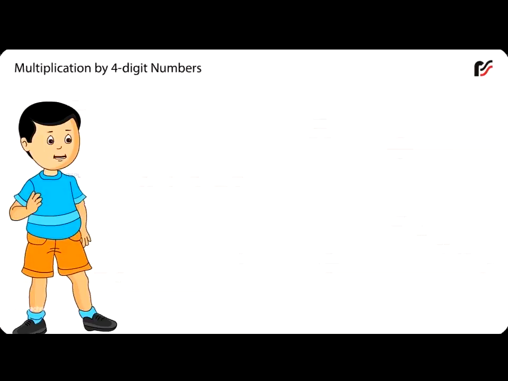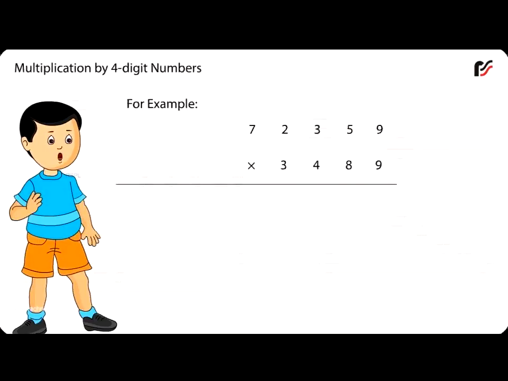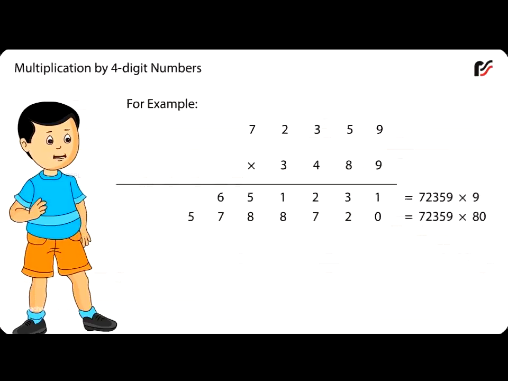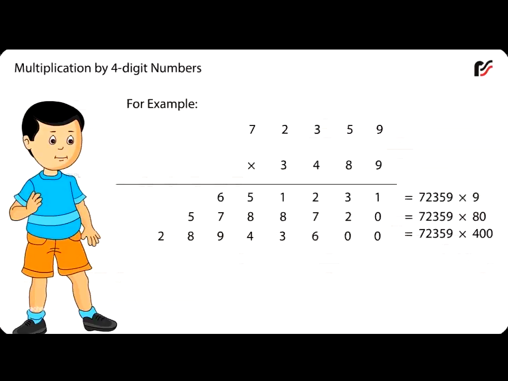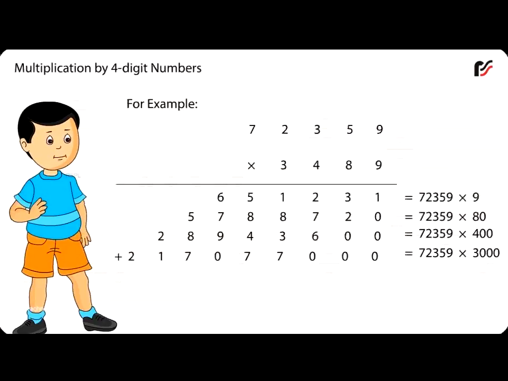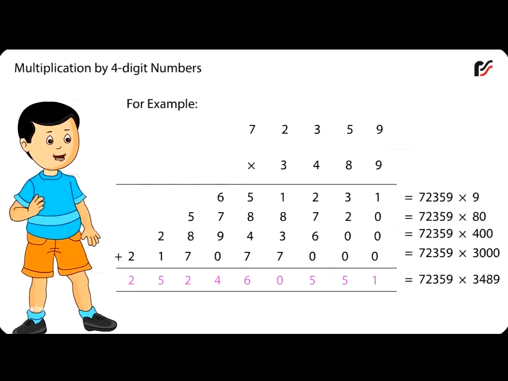Multiplication by 4-digit numbers. For example, 72,359 into 3,489. 72,359 multiplied by 9. 72,359 multiplied by 8. 72,359 multiplied by 400. 72,359 multiplied by 3,000.